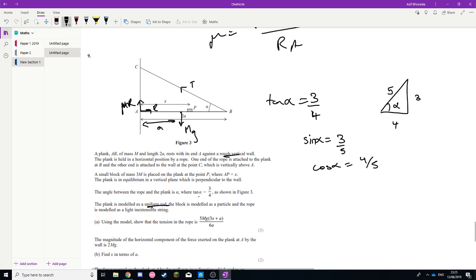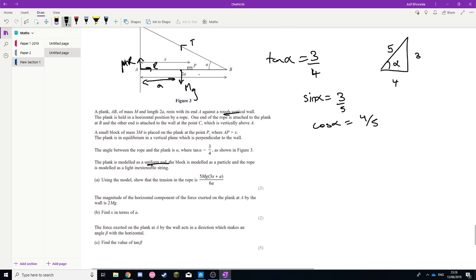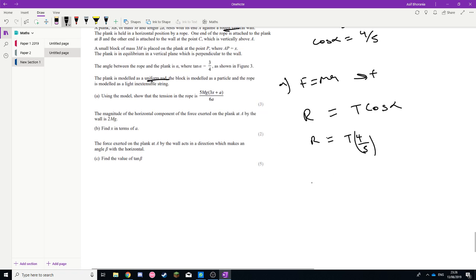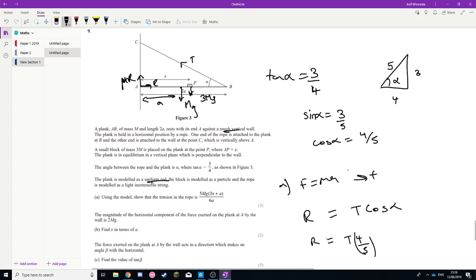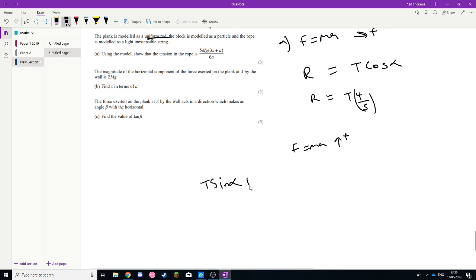Okay, cool. So what we have is the first one. Let me add this one here as well. 3m, 3mg. So F equals ma for part B. For part A, F equals ma. Horizontally first, we get that the reaction force is equal to T cos alpha, which is R equals T 4 over 5. Cool, that's nice. Then we have F equals ma vertically: T sine alpha plus mu T 4 over 5.